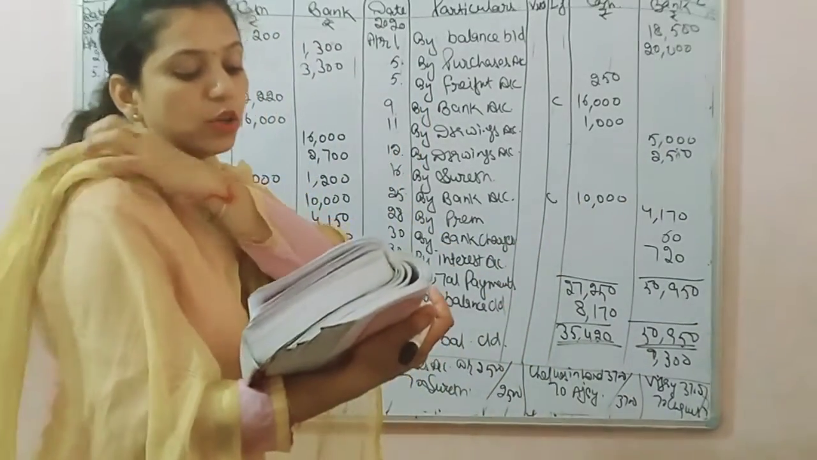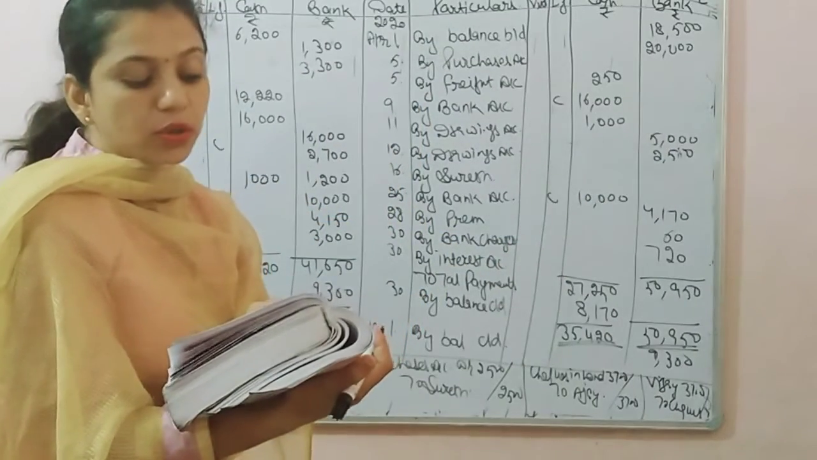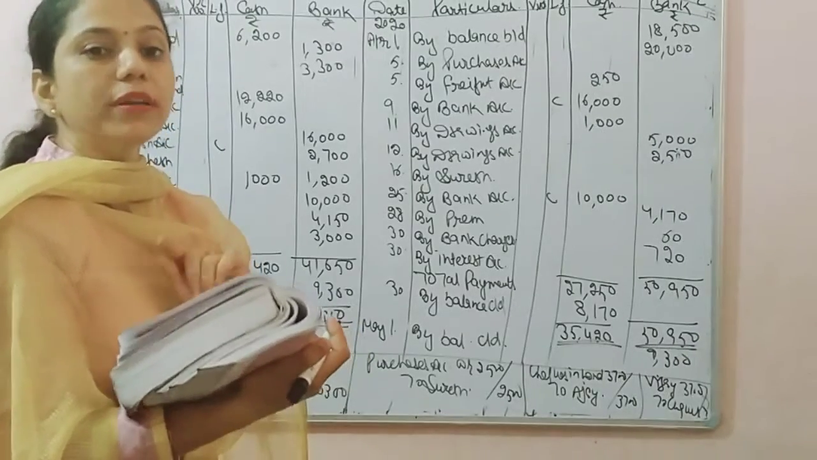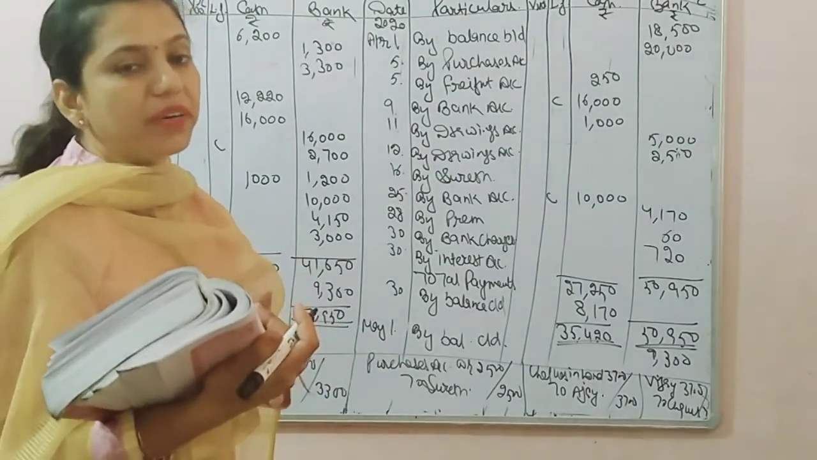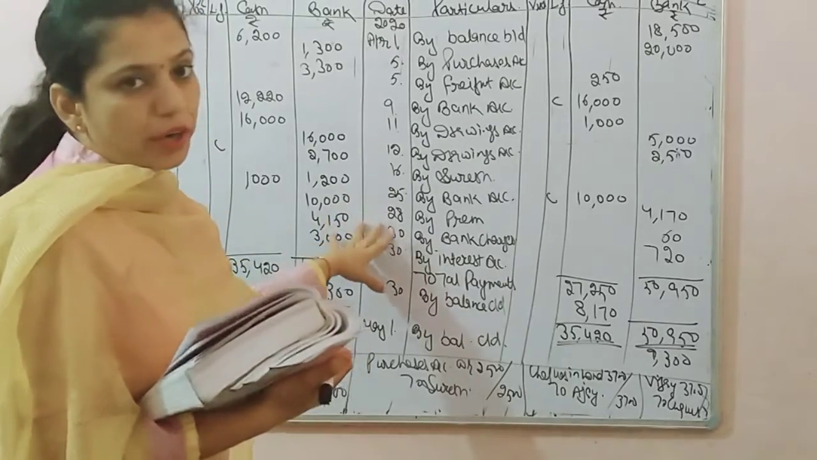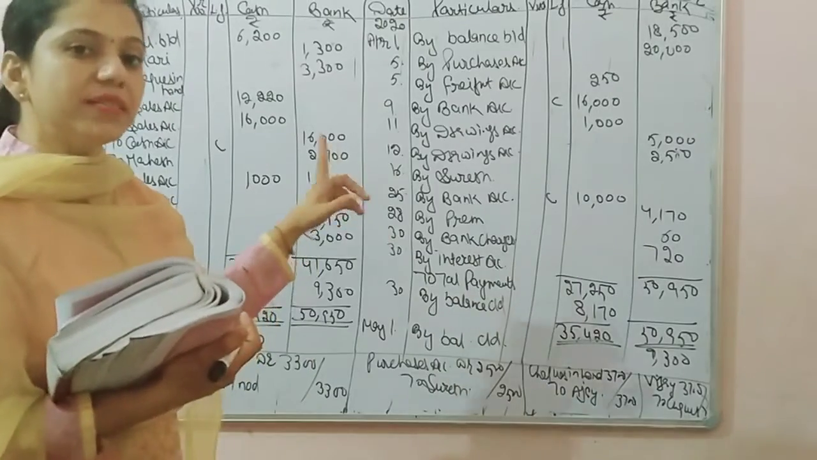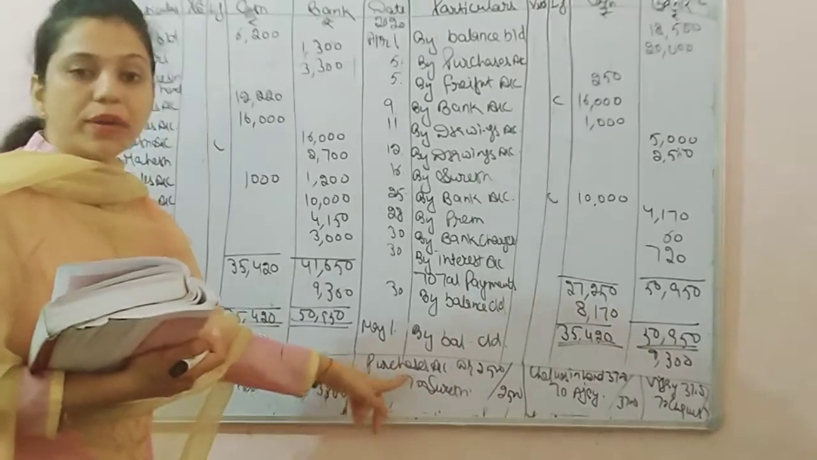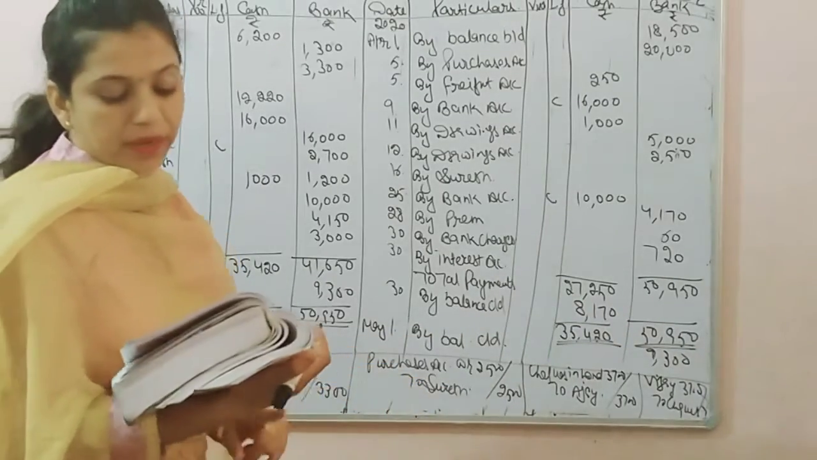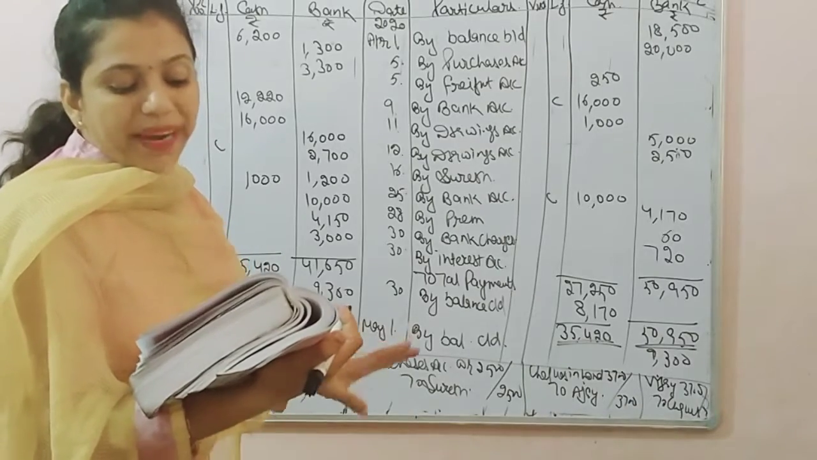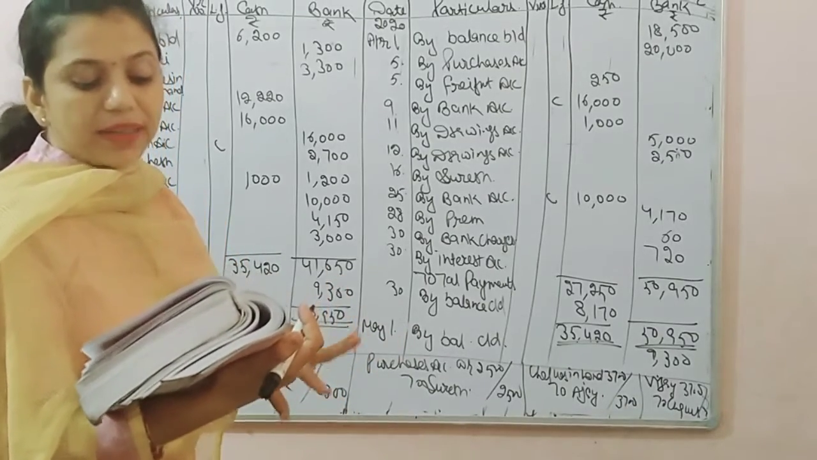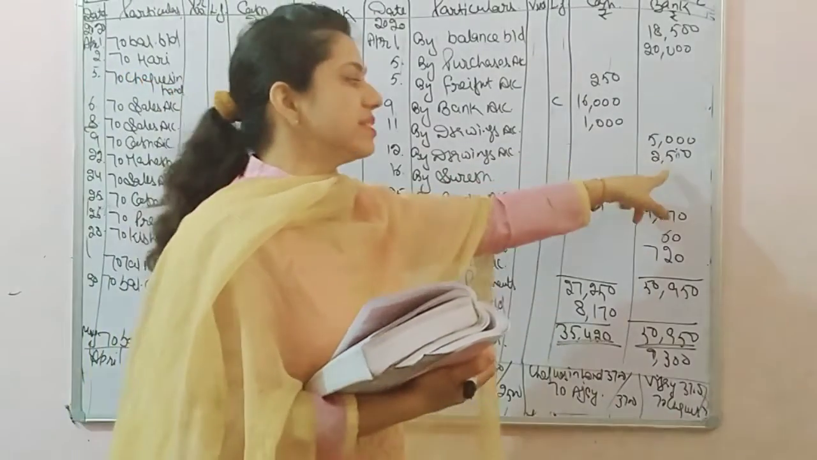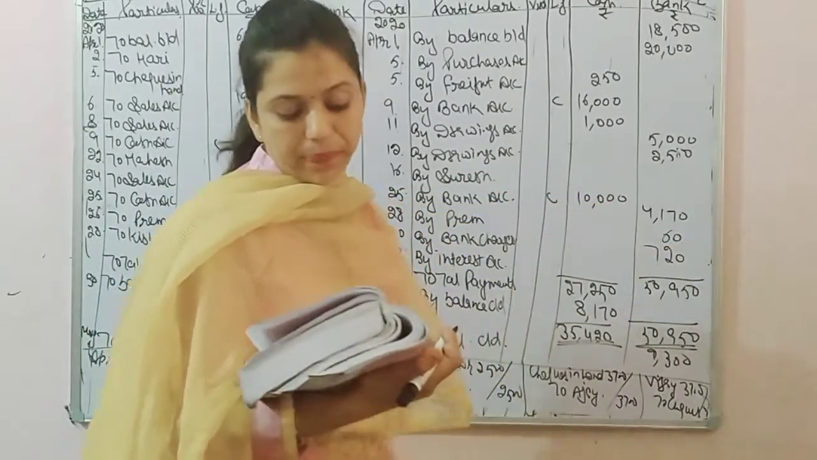Next is on April 14. Goods purchased from Suresh on credit. As you can see, the word credit is there, so we will not record it in cash book. We have to make the journal for it. What will be the journal entry? Purchase account debit to Suresh. Next, paid to Suresh by check. That means bank balance is decreasing. So by Suresh, to bank balance is decreasing with 2500.